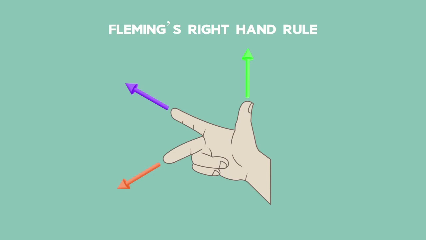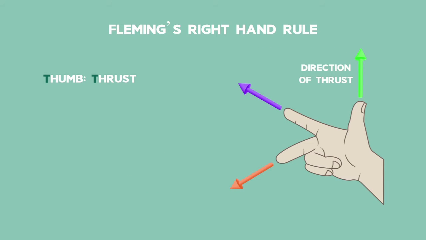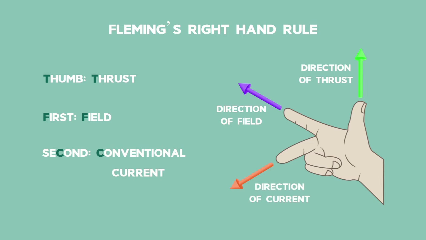The first three fingers on the right hand are at 90 degrees to each other. The thumb points in the direction of the thrust, the first finger in the direction of the magnetic field, and the second finger in the direction of the conventional current. The letters help us remember uses of fingers.